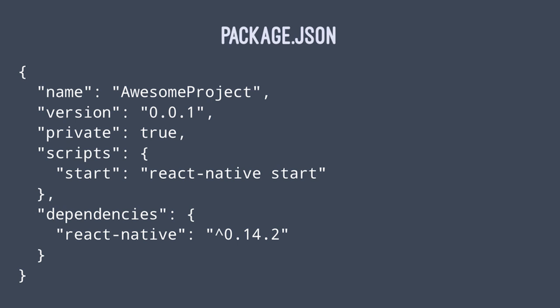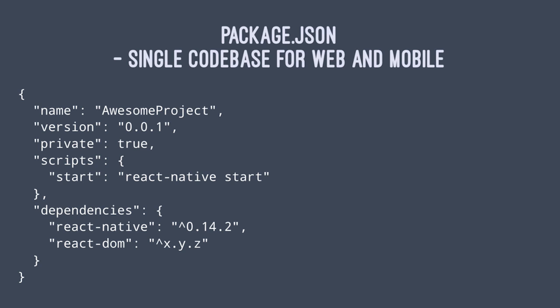Then we have dependencies, which is a list of our packages that we need for our project. And in this particular case, we have React Native. This is an example of how we would have a React Native app. But also we can have something like this. We can have React DOM as part of our dependencies, mainly for having one code base which would contain the React Native code and the code that's going to be running on the web.